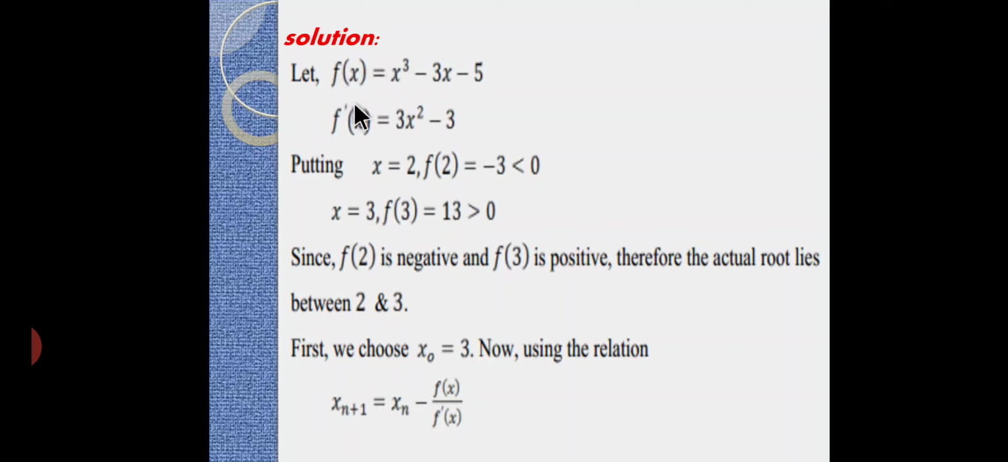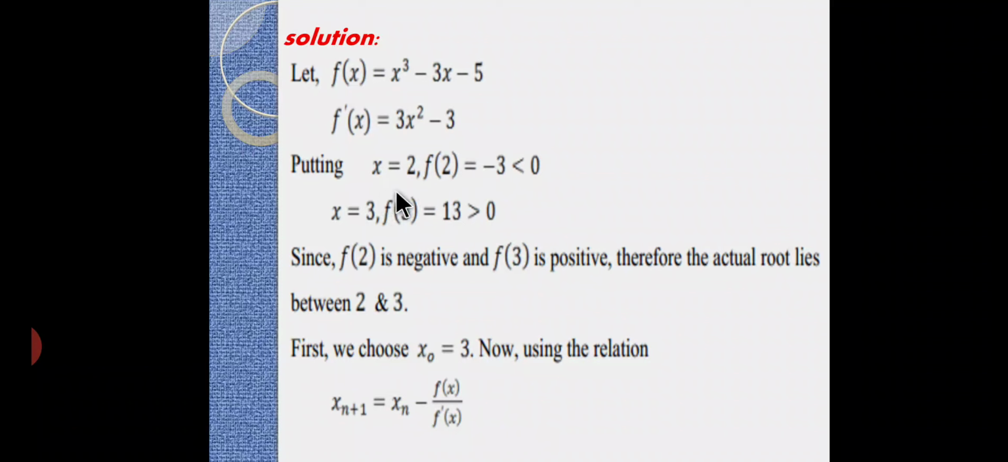Find the derivative of the given function, f dash of x. The derivative of x cube is 3x square and the derivative of 3x is 3. So f dash of x is equal to 3x square minus 3, and we select the interval where the root of the given function lies. By putting x is equal to 0 in the given function, we get f of 0 is equal to minus 5, and putting x is equal to 1 gives f of 1 is equal to minus 7.